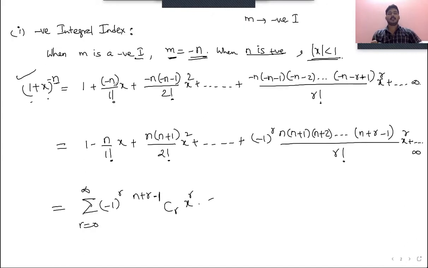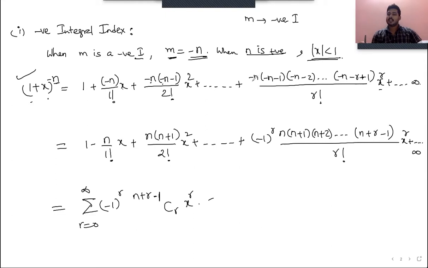So when we substitute it, we get minus n by 1 factorial into x plus minus n into minus n minus 1 by 2 factorial into x square plus and so on, minus n into minus n minus 1 into minus n minus 2 and so on, minus n minus r plus 1 divided by r factorial into x power r. So what we observe is, if we take minus common, it will be minus of n plus 1, right? So minus into minus will be plus, n into n plus 1 by 2 factorial into x square plus and so on.